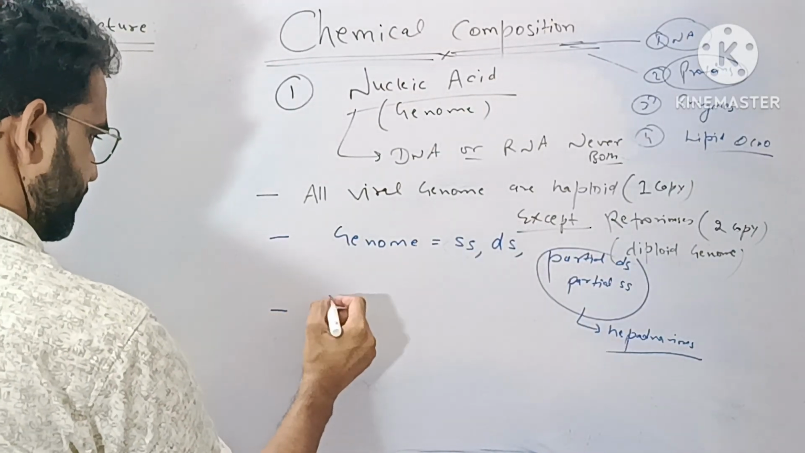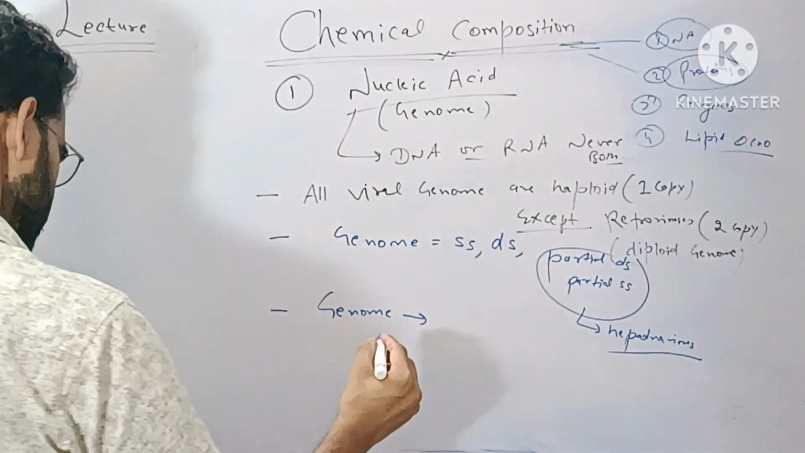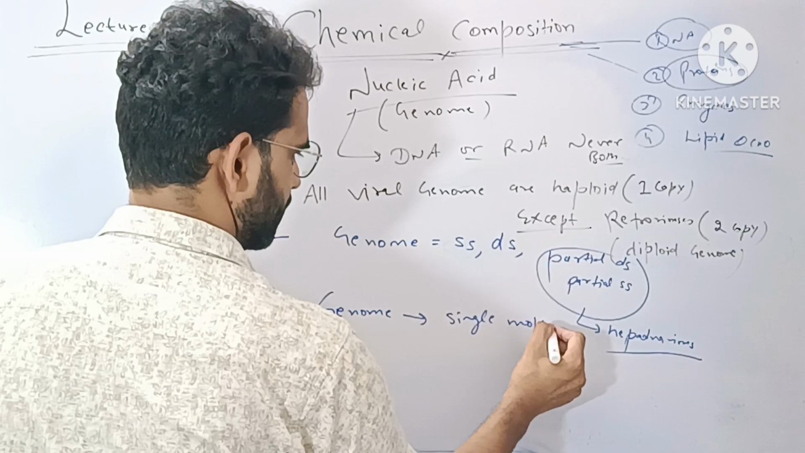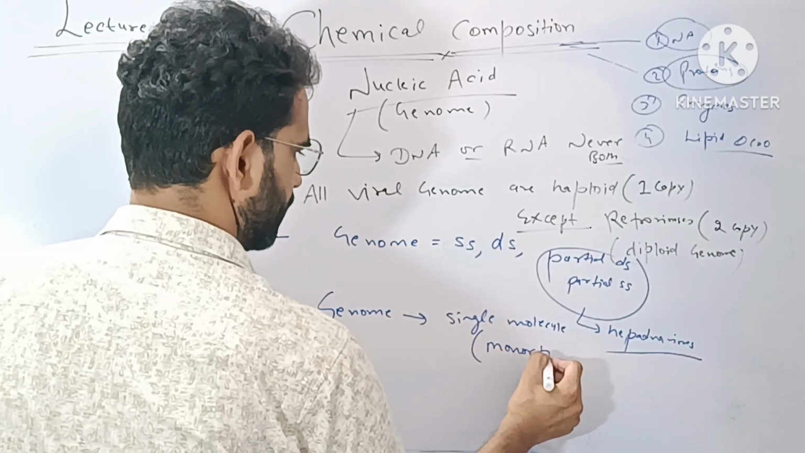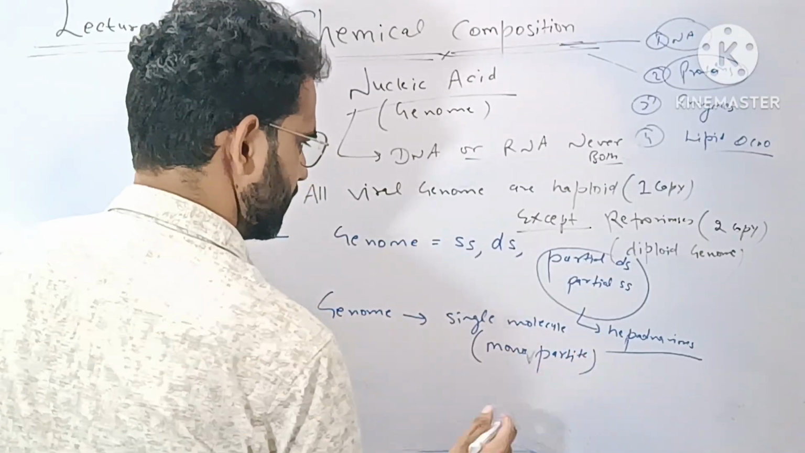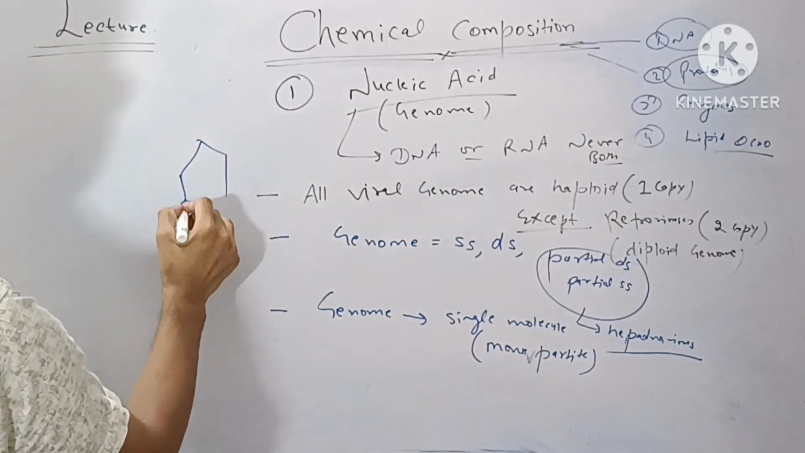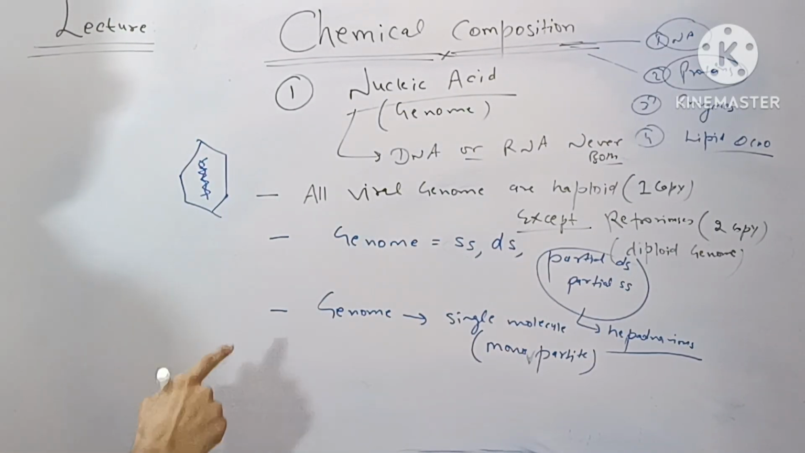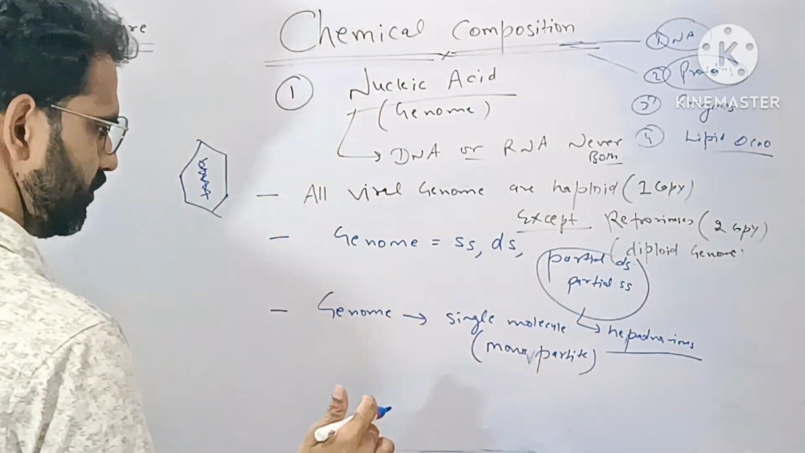The next point is that the genome could be a single molecule. We call it monopartite. If it is a single molecule, for example, this is a double-stranded DNA and it is single. So this is known as monopartite.